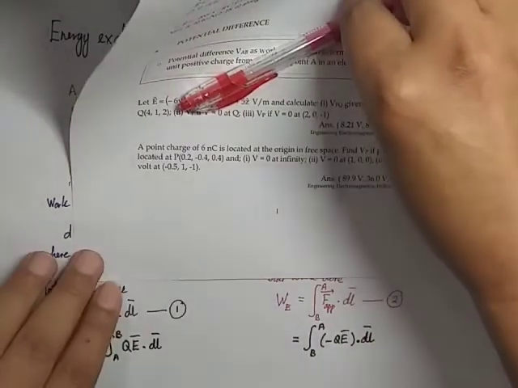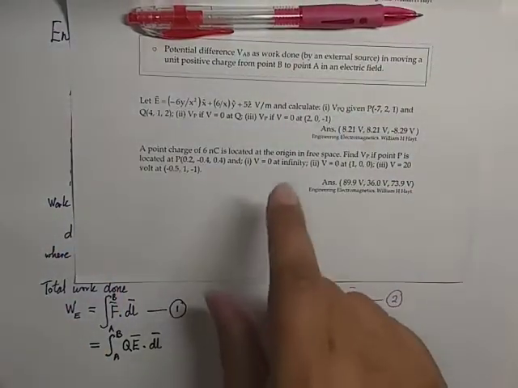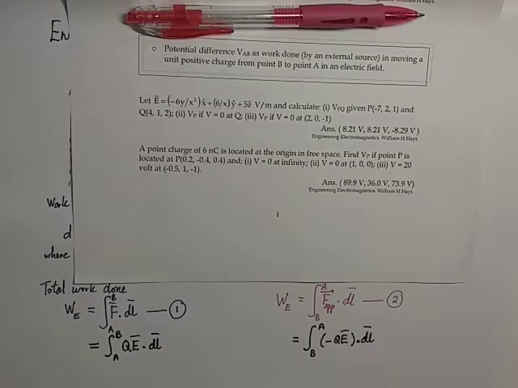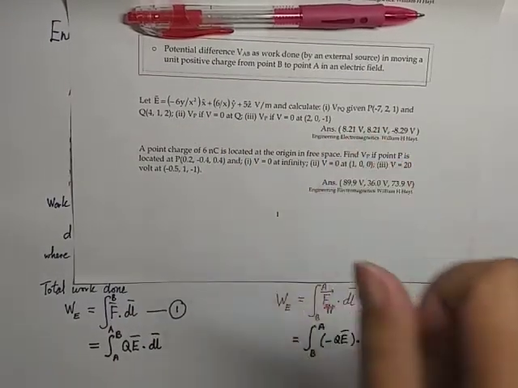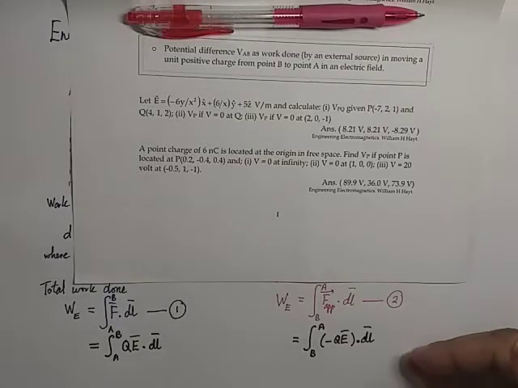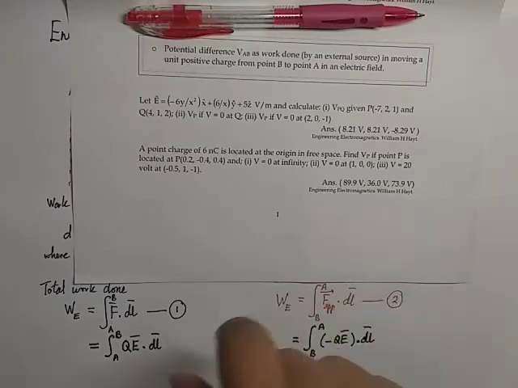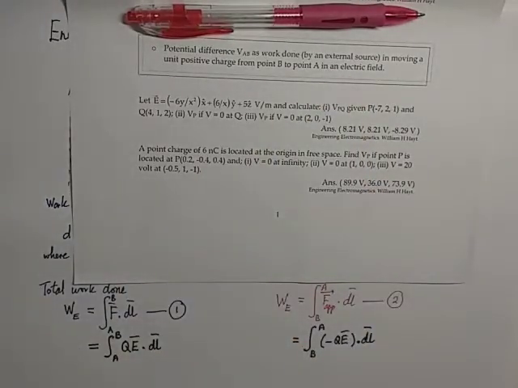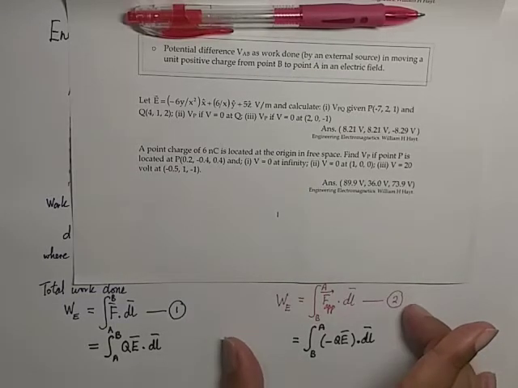Because it's clearly stated here, work done by an external source. I think most of you do agree with me. This sentence relates more to equation number 2, because we defined just now that equation number 2 is the total work done by external. So now the definition of potential difference is work done by external, meaning that equation number 2 is the one that we're going to reflect. So equation number 2 is the foundation of potential difference that we're going to use.